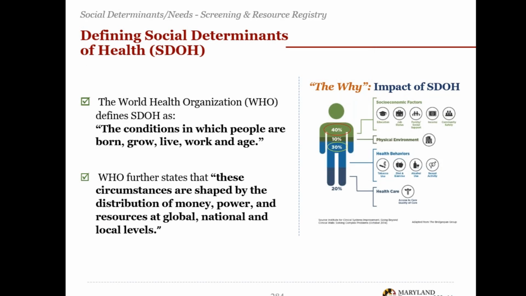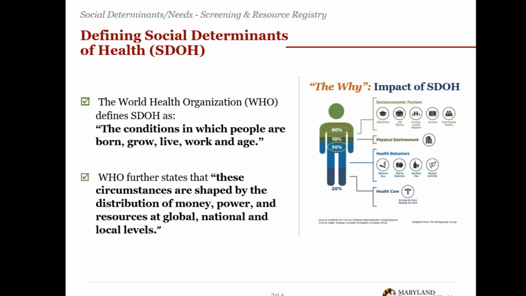So social determinants of health is quite a public health buzz term. Basically, it's defined as the conditions in which people are born, grow, live, work, and age. The World Health Organization further states that these circumstances are shaped by the distribution of money, power, and resources at global, national, and local levels.